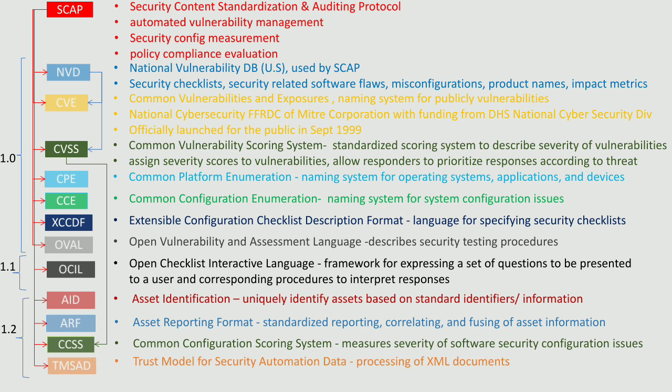And this is a trust model for security automation data. It basically enables certain integrity checks and security checks for the XML data which is processed and used by this SCAP protocol. So SCAP protocol operates using this XML based data, and the security of this data is ensured by this trust model for security automation data. So this was all from my side.